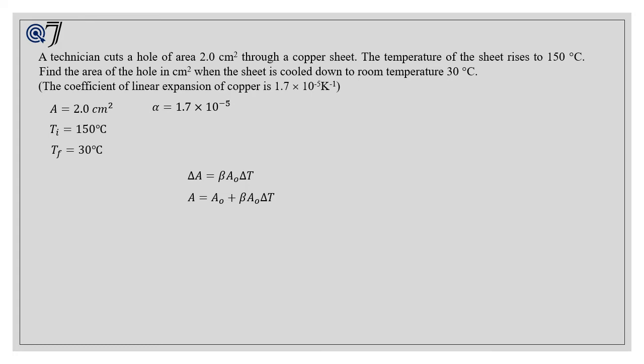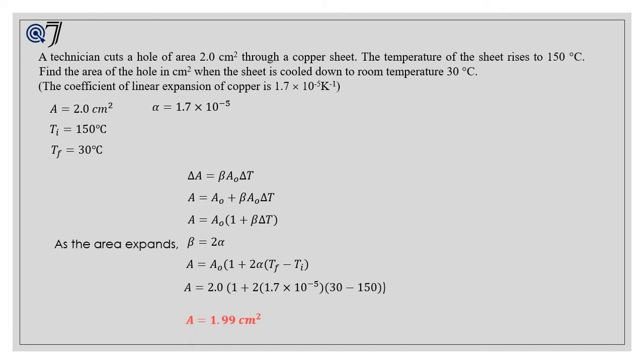Take note that in the question, they give us the value for the coefficient of linear expansion, also known as alpha. You should know by now that for the same material, the coefficient of area expansion beta is twice the value of alpha. So substitute that into our equation, and finally we get the area of the hole will become 1.99 cm square after the sheet is cooled down.